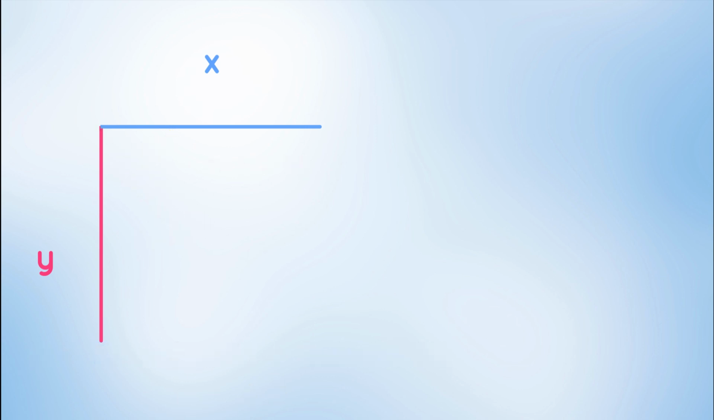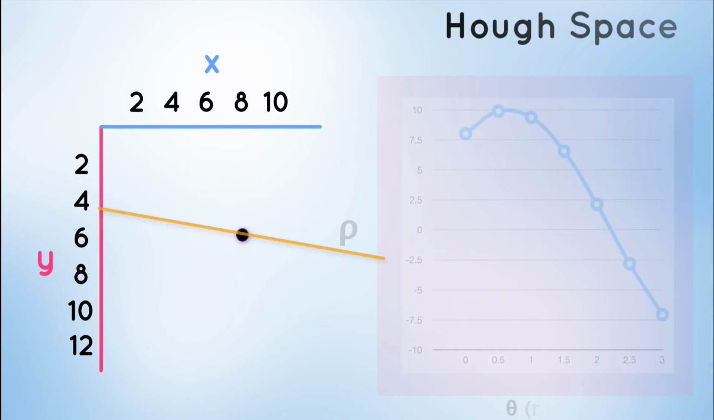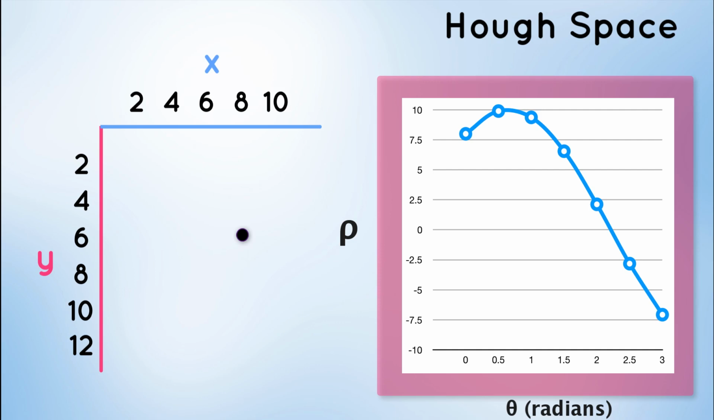The point of all this being is that previously a point in image space represented a line in Hough space. Whereas now with polar coordinates, for a given point, by plotting the family of lines that go through it, each line with a distinct value for theta and rho, we get a sinusoidal curve. This curve represents all of the different values for rho and theta of lines that pass through our point.